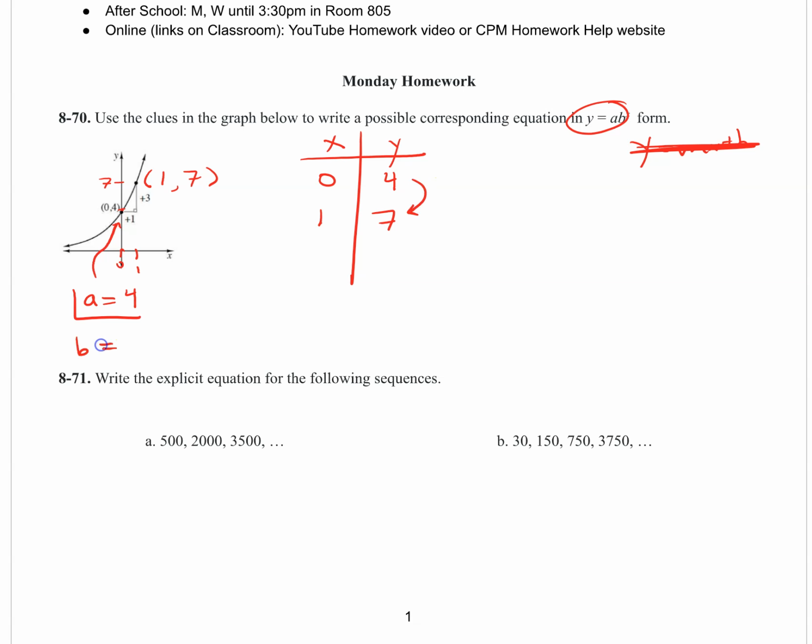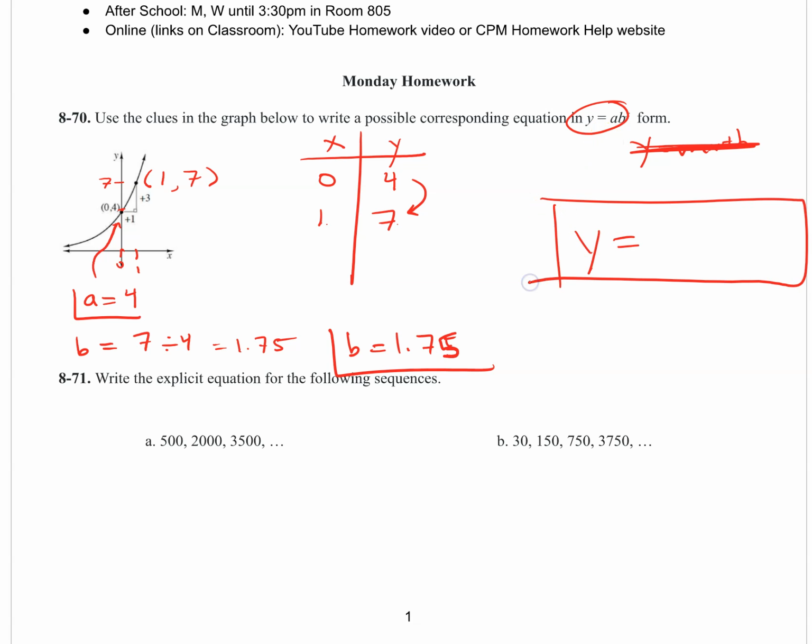And then the way you get the multiplier is you divide two terms. Always divide the later term, the second term, divided by the first term. So this is 1, 7. Let's do the 7 first. 7 divided by 4, and that is 1.75. So b is 1.75. All right, I'll let you write the equation. That's the answer. On to the next one.